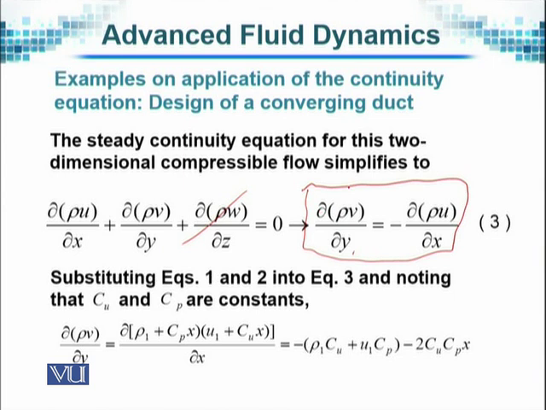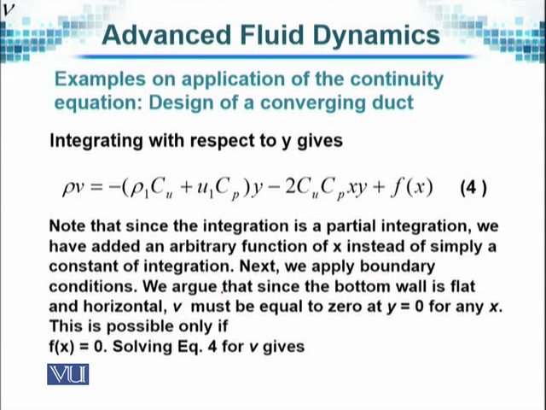Then we try to work out these values. d rho v by dy, we substitute here the values that we have just obtained. We write it down, and then this value turns out to be, because as you can see they are partial derivatives, we have to integrate them. So when we integrate, we get the value of rho v to be equal to these functions.